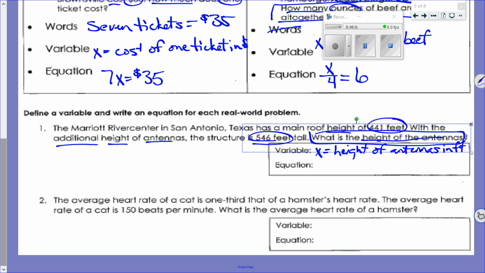Okay? My equation, and again, try to follow what it says in English. So in English, first thing I came up with was 441 feet. Additional height of the antennas is, again, that is one of your key words now, because that's telling me where the equal side is, 546. Is this making sense? Yes. Who feels like they're struggling on this part yet? Nobody? Good.